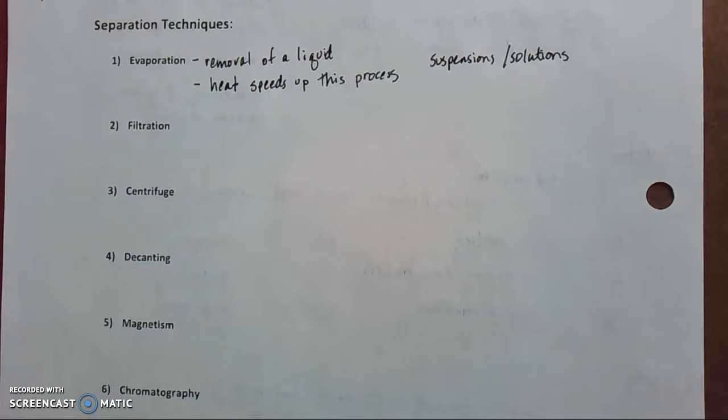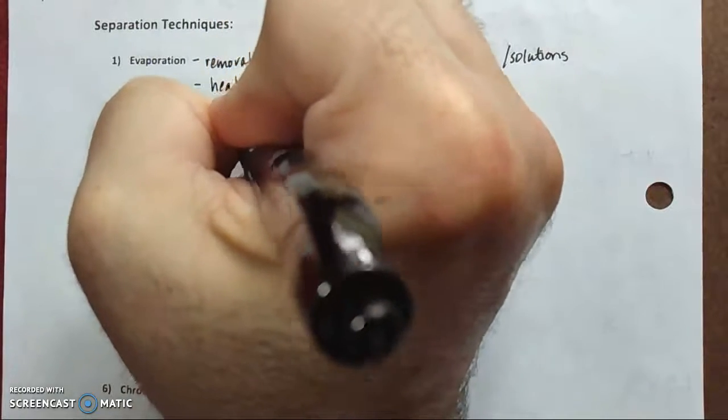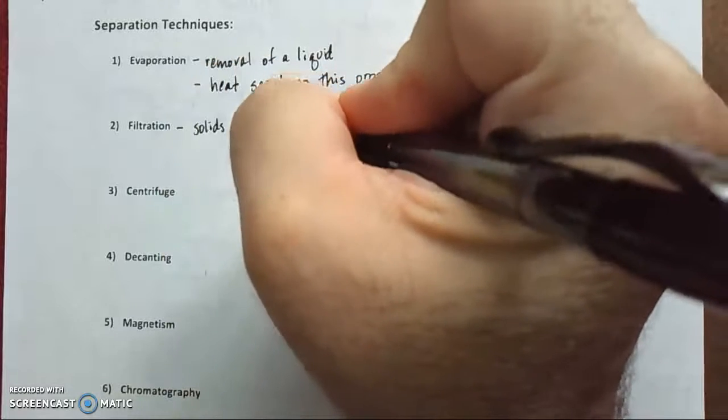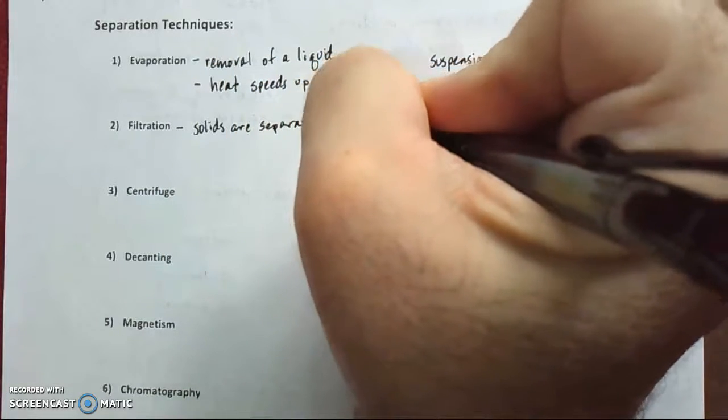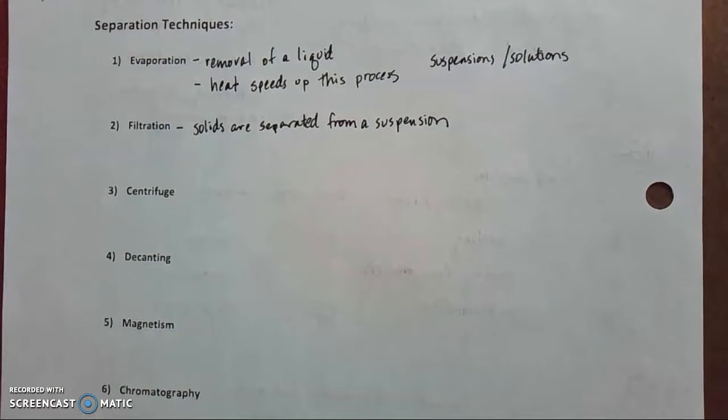Filtration is one that we saw in our first lab. So here, solids are separated from a suspension. So you might have a cloudy mixture. The filter paper actually catches the solid, the very small solid particles, and allows the filtrate to come through, and we end up with a clear solution.